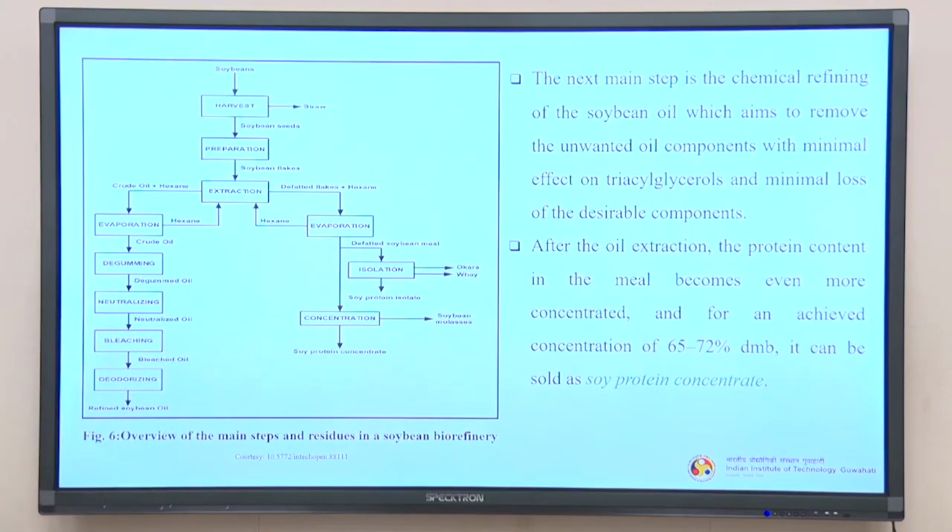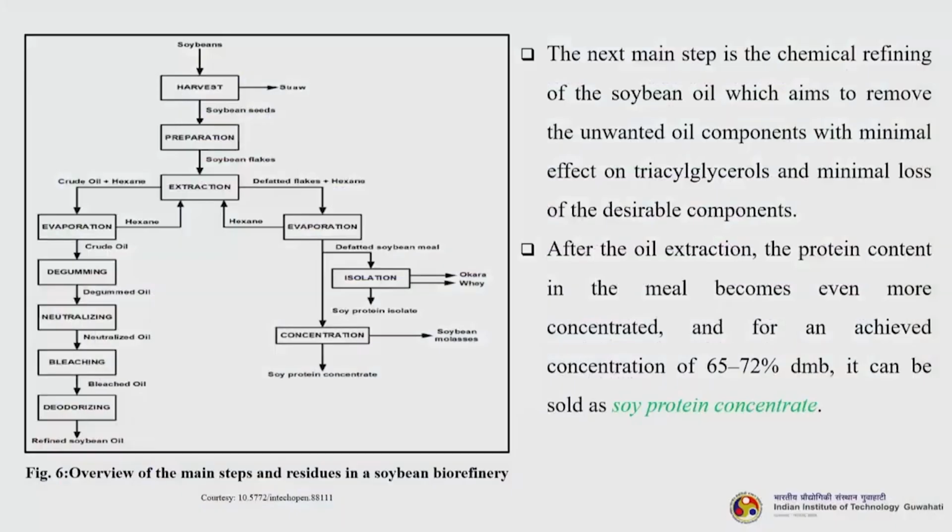Now, the next main step is the chemical refining of the soybean oil, which aims to remove the unwanted oil components with minimal effect on triacylglycerols and minimal loss of the desirable components. After the oil extraction, the protein content in the meal becomes even more concentrated, and for an achieved concentration of 65 to 72% DMB, it can be sold as soy protein concentrate.